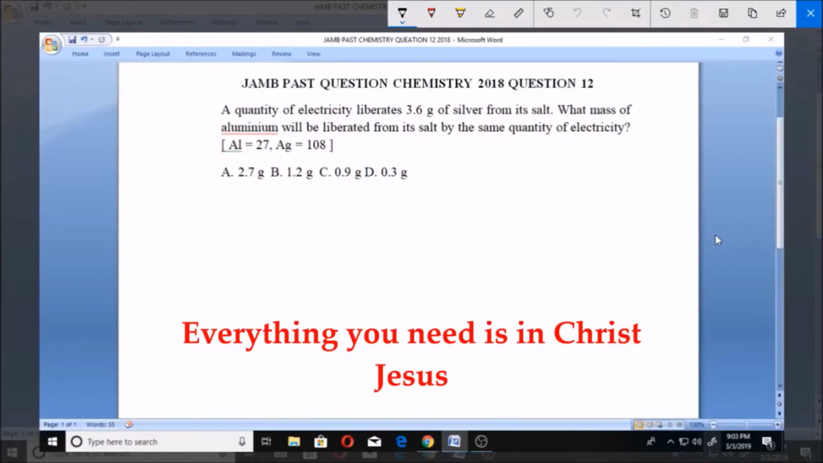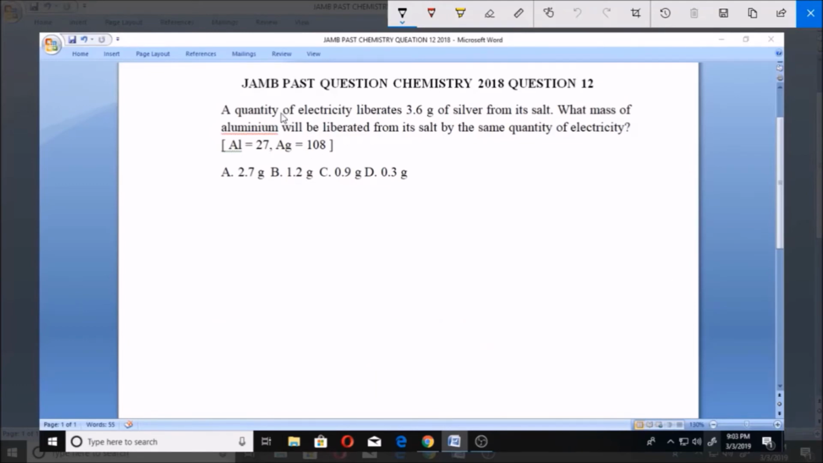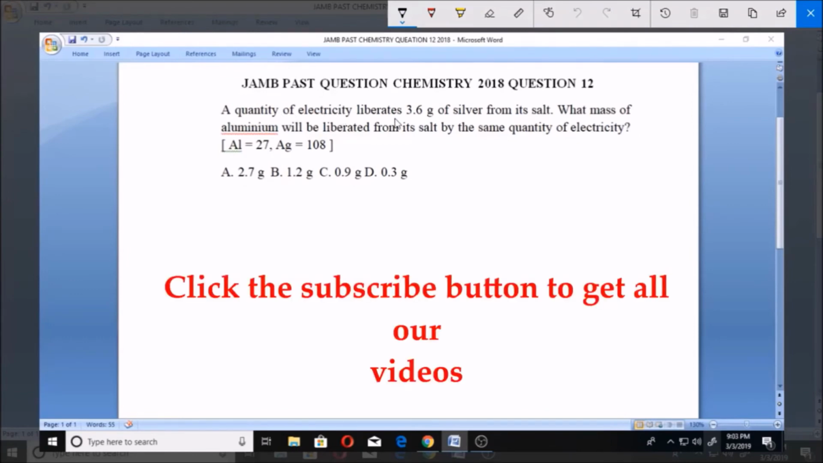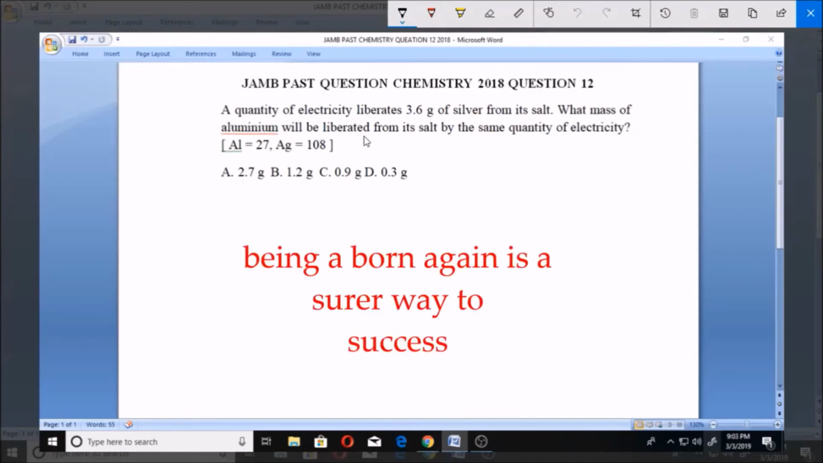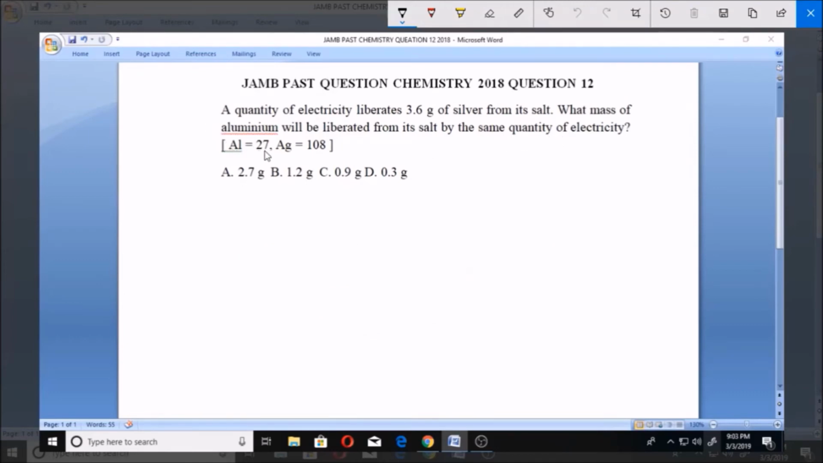Hello, welcome. Let's look at this question number 12 for Jamb Past Question Chemistry 2018. A quantity of electricity liberates 3.6 grams of silver from its salt. What mass of aluminium will be liberated from its salt by the same quantity of electricity, given that aluminium is equal to 27 and silver is equal to 108? Option A, 2.7 gram. B, 1.2 gram. C, 0.9 gram.